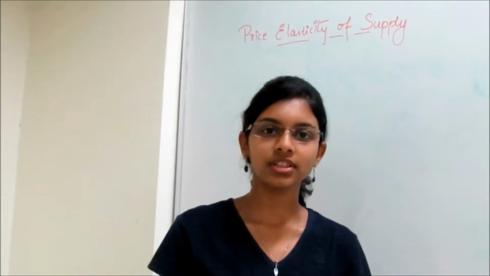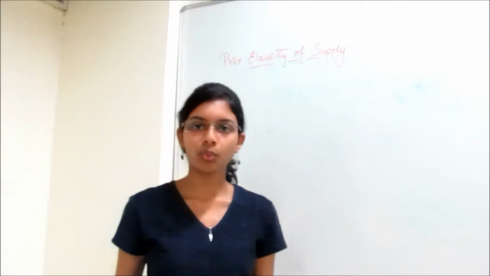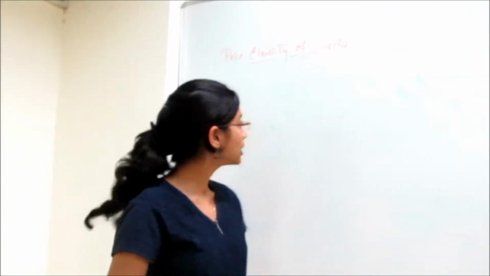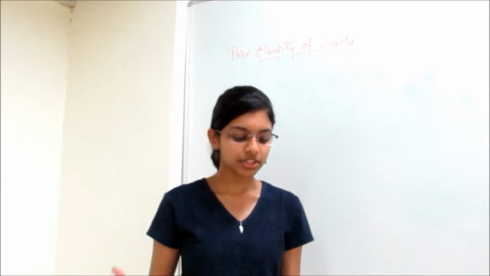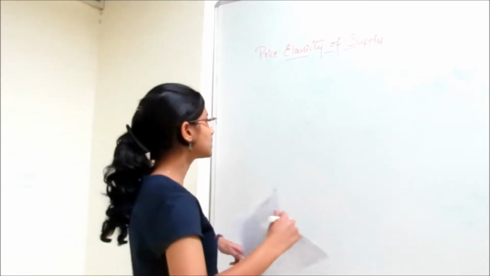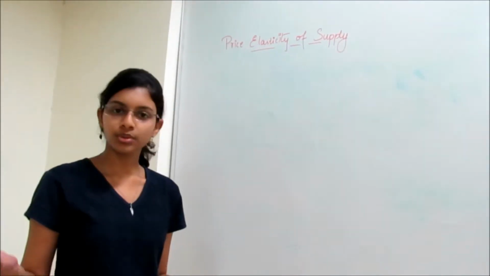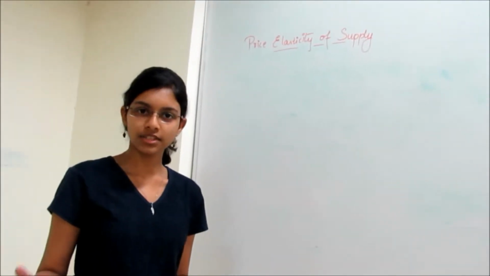So we're going to talk about the price elasticity of supply. Now, basically, let's understand what it is. It's basically the degree of responsiveness of the supply for a good with respect to the change in price. So we can measure the elasticity of supply in two ways.